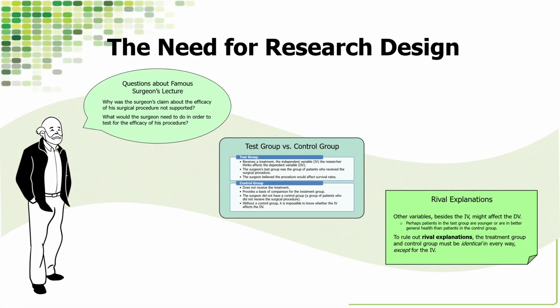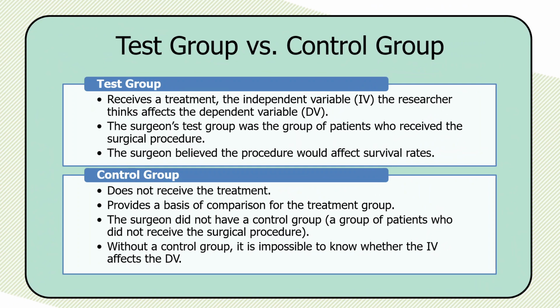The test group is the group that receives a treatment such as the surgical procedure, the treatment of the variable that the researcher thinks affects the dependent variable. The surgeon did have a test group that was a group who received the surgical procedure. The surgeon believed the procedure, the independent variable, would affect survival rates, the dependent variable, but he had no basis of comparison. He needed, to begin with, a control group.